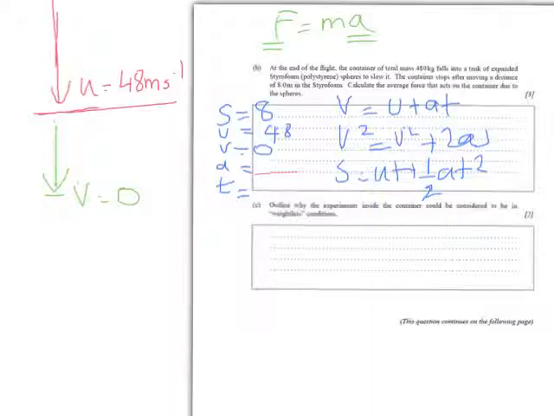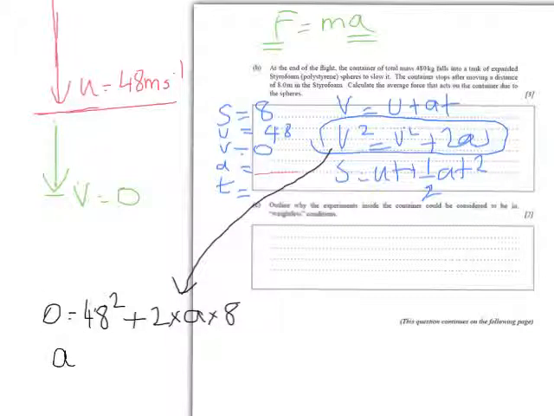Okay, so as you can see, we have a displacement of 8 meters, initial velocity of 48, final velocity of 0. And so if we have a look at our equations, it seems that the most appropriate one is this one in order to find our acceleration. So let me fill out that equation for you. If we do 48 squared, take it over to this side and divide it by 2 times 8, we end up with minus 144 meters per second squared. Okay, so that's our deceleration.